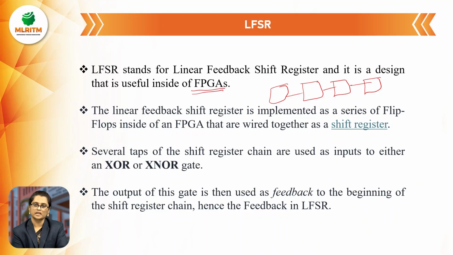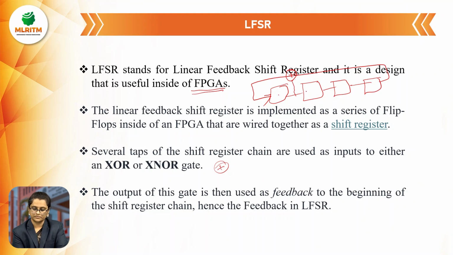So that's why we call this a serial linear feedback shift register. In this we can use the XOR operation or XNOR operation. The output of the XNOR gate is fed back to the beginning of the shift register. So we can feed back the output of the shift register like this, and here we can place the XOR gate. That's why this is called a linear feedback shift register.